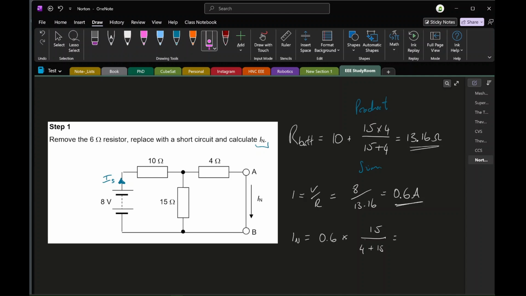And I know I repeat myself, I don't care, it's good for you to hear repetition. If you know this already, then good. But when we're dealing with the current division rule, the resistor that we want to know the current through, which is the 4 ohm, well, we want to know the current flowing through this branch, but we put the other resistor on top. Okay. So calculating this, we'll end up with 488 milliamps, or 0.48 amps. So now we have calculated the Norton current right here.